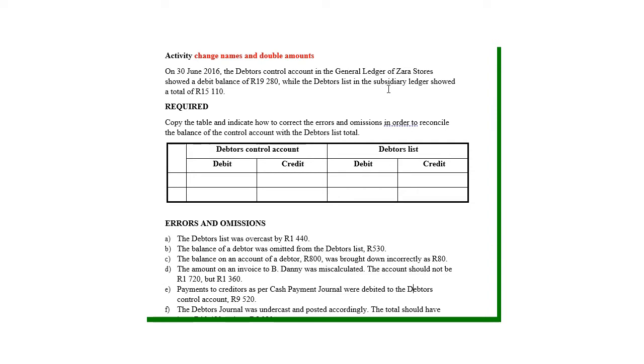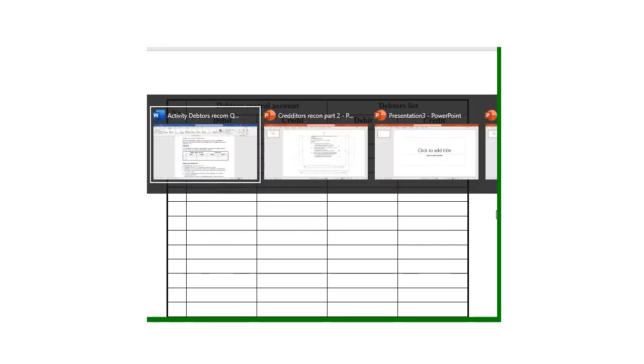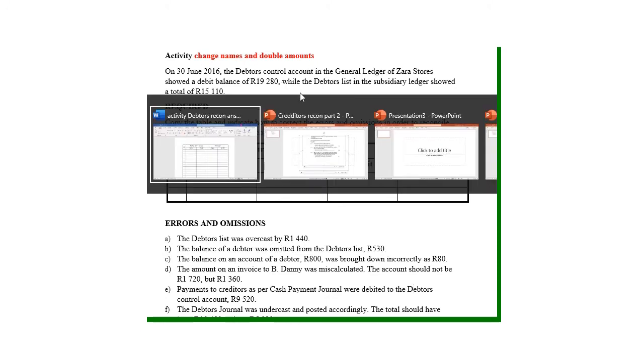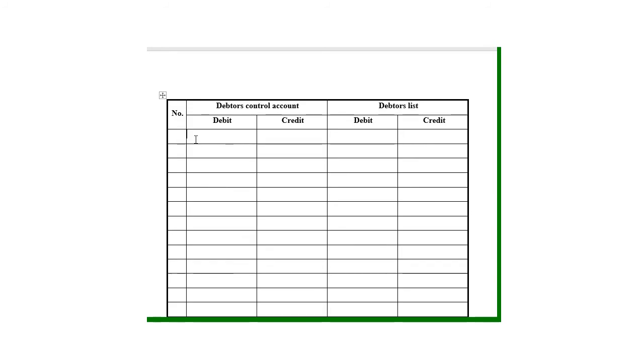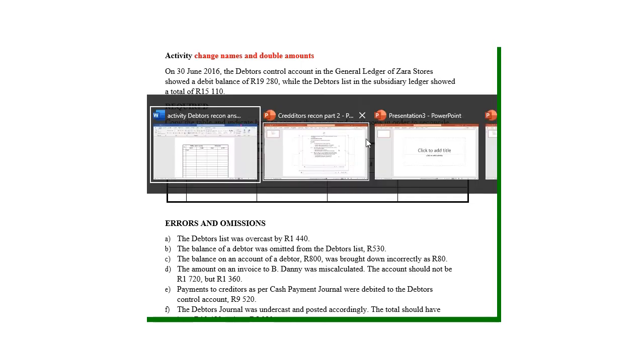Now in this activity, they give us the debtors control account balance as well as the debtors list balance, and then they tell us we've got to do it in a column like they give us there below. So the first thing we're going to do is put in the balances. Remember, a debtor is an asset, so it will always have a debit balance. So in the debtors control account, the balance is 19,280. And the debtors list will also have a debit balance, it must always have a debit balance, 15,110.